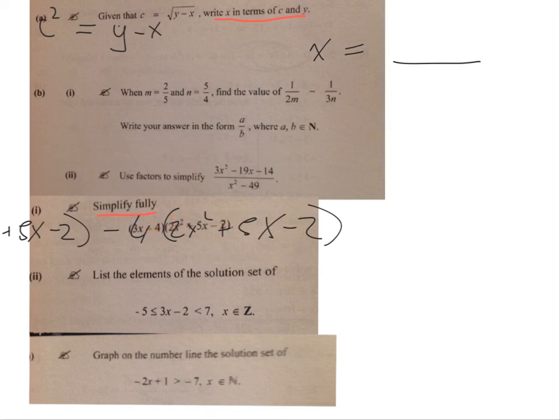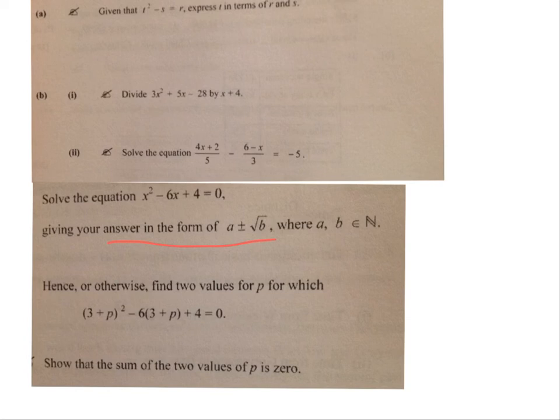So the final point I'd like to make is, remember before we had a quadratic equation and said give your answer in 3 decimal places, and we said that usually means you have to use the minus b formula. Well, in this question it says solve this equation. It looks like a straightforward quadratic, x squared minus 6x plus 4 equals 0. But it says give your answer in the form a plus or minus square root b, where a and b are elements of the set of natural numbers. So when it says give your answer in some kind of a form like this, or in decimal places, that always means you use the minus b formula.